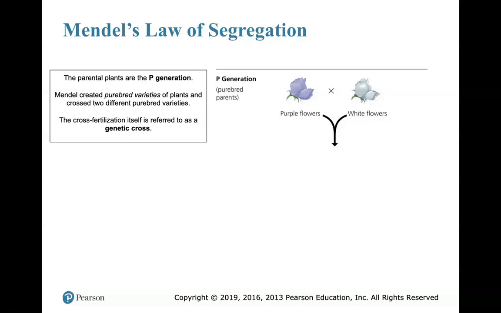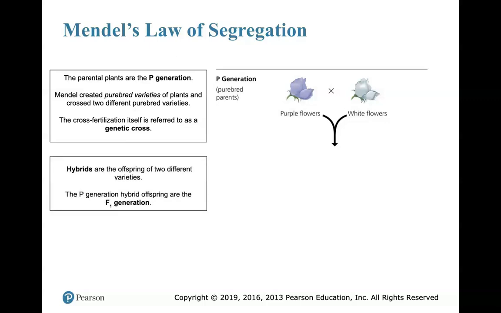Mendel created purebred varieties of plants as described in the previous slide, and then he crossed the two different purebreds together. This is called a cross-fertilization because I have a purebred and a purebred and I'm crossing them. This is going to be referred to as a genetic cross. And I'll teach you guys how to do a genetic cross in subsequent slides.